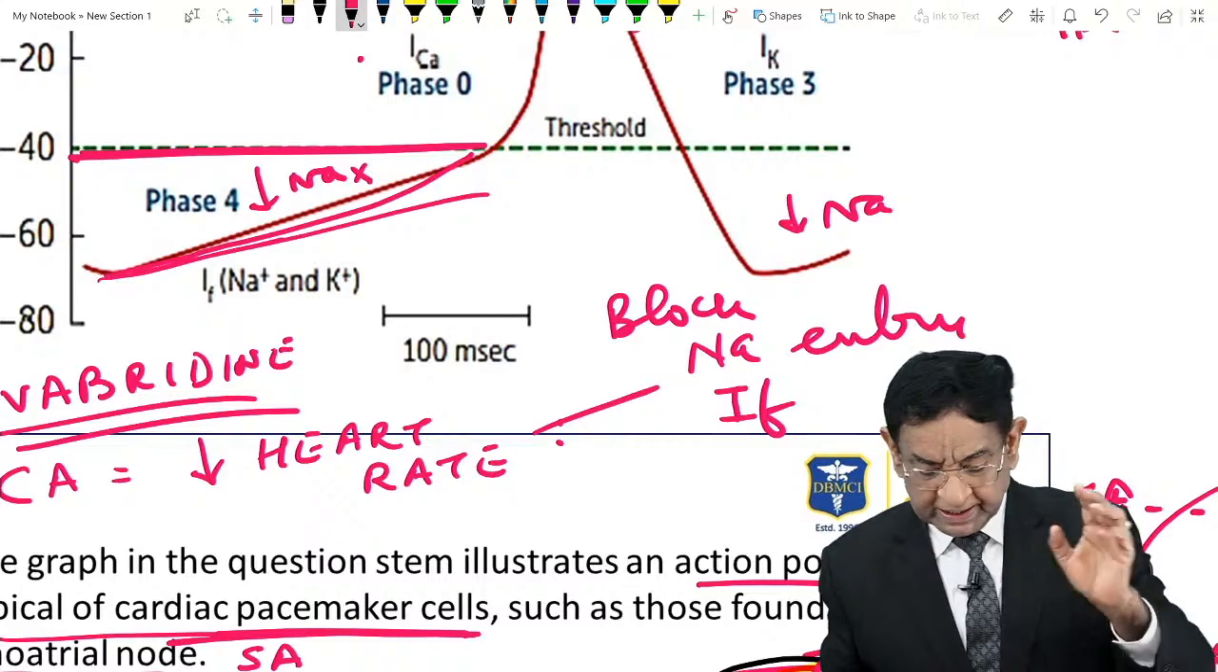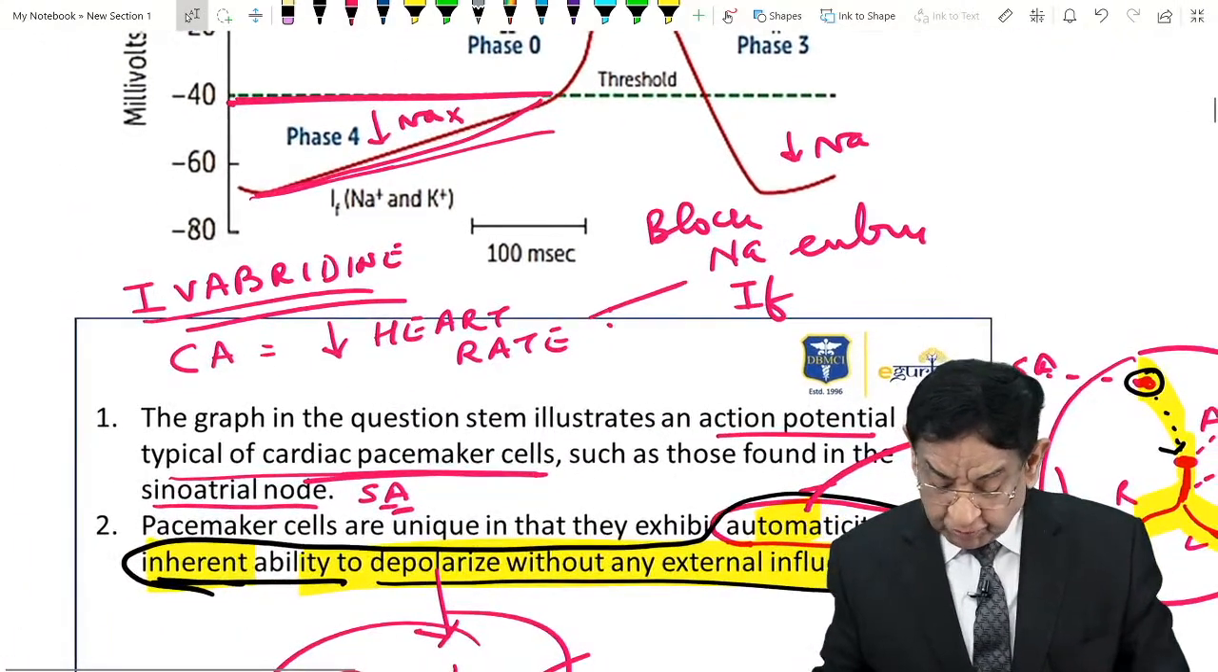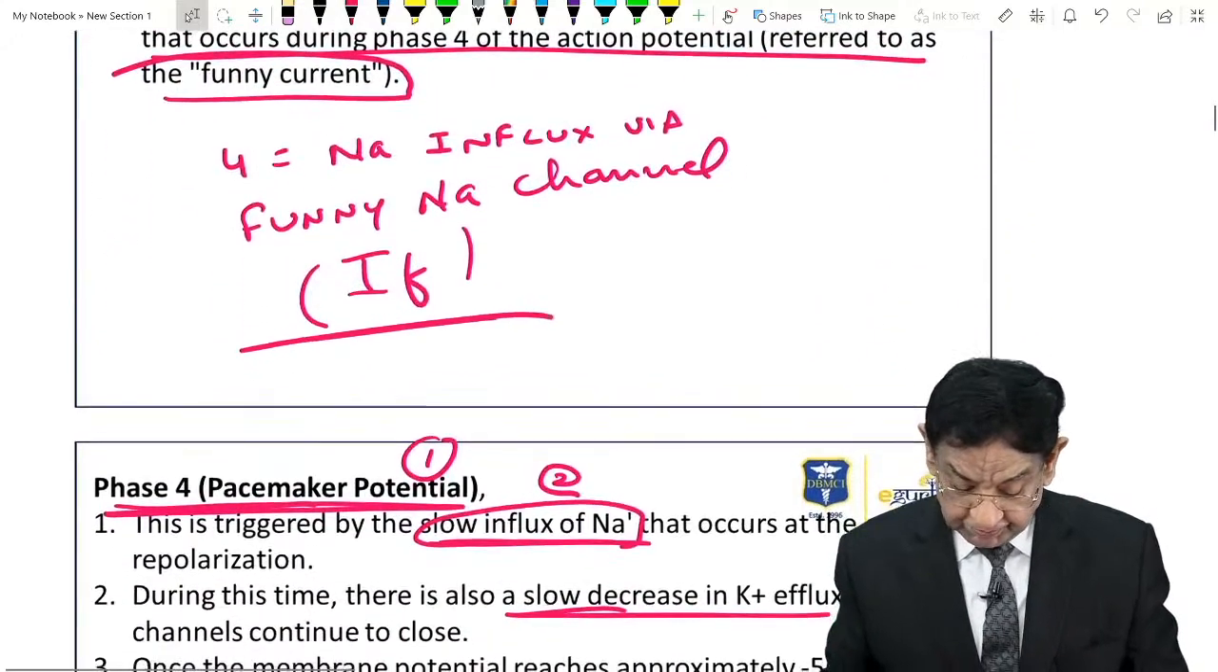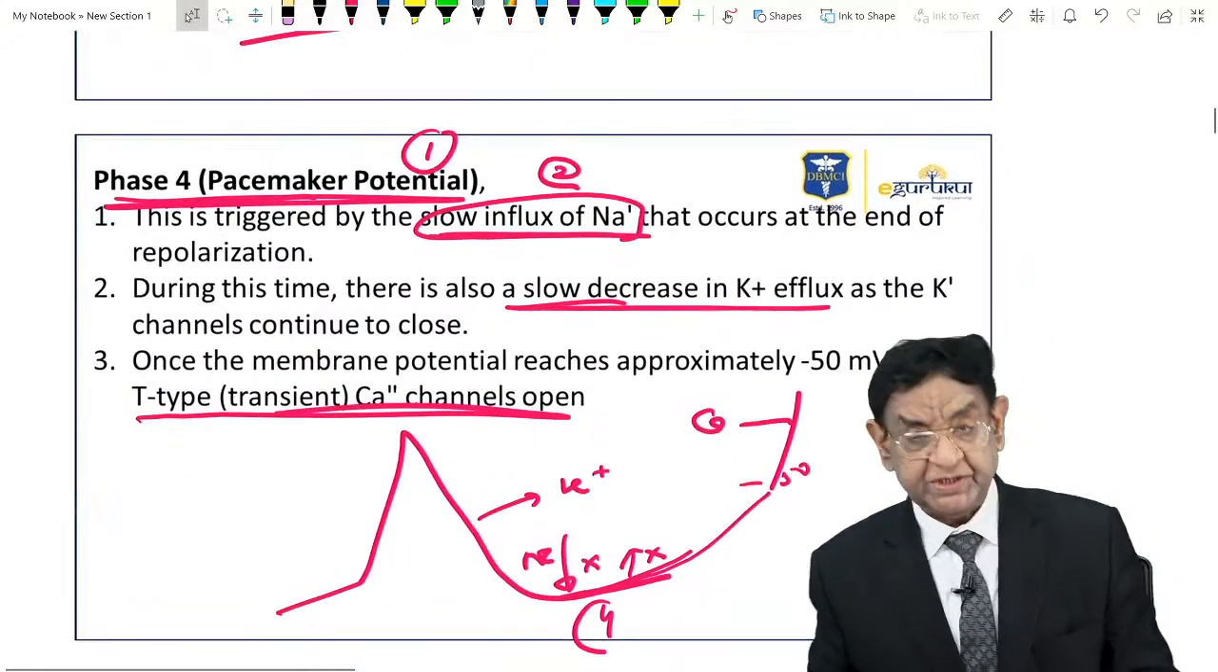So there are 2 clinical applications. I hope you are clear about this particular slide also. So this was all the stage, phase 4.